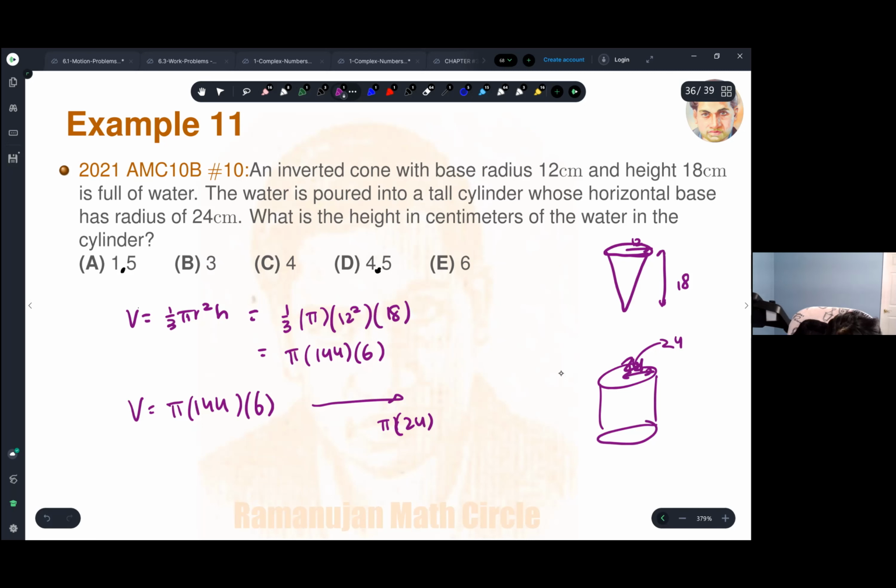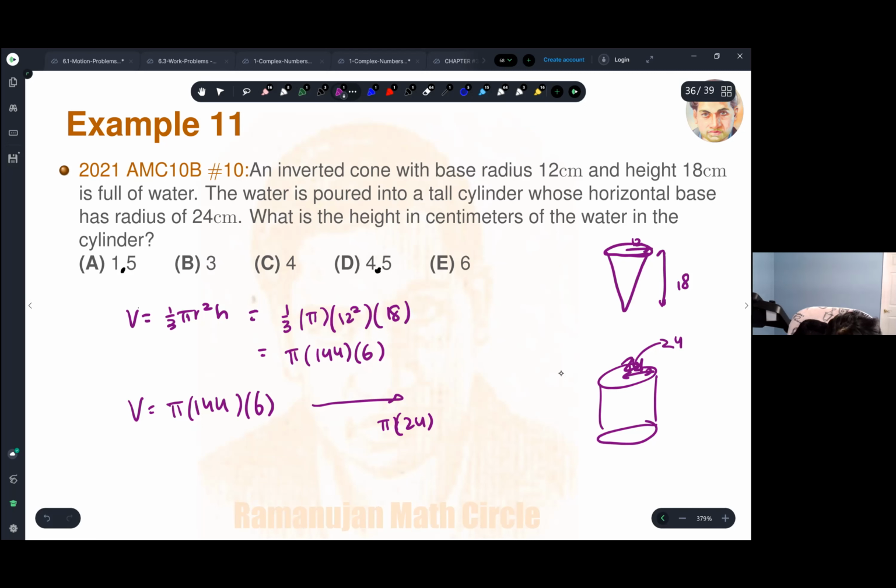Here the process of steps is using this cone formula, the volume formula basically, finding the total volume of the water, right? This is the volume of water, and then assuming the height is h, setting it equal to the volume of the cylinder, like the water in the cylinder, and then you're done.